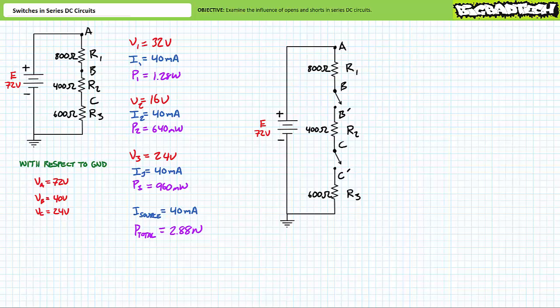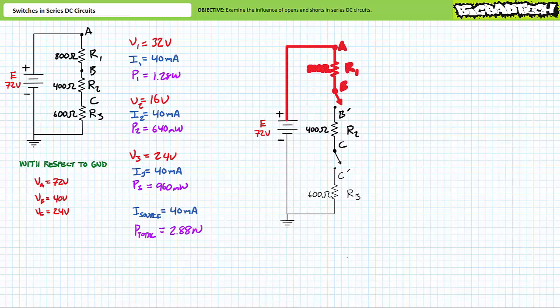One last comment about opens and series circuits before we check out shorts. Consider two open switches in this same series circuit. Where does the voltage drop occur? If you said anything other than across the open, you're wrong. Given a 72 volt rise, all voltage will be dropped across the open. More appropriately, which open? The answer is across the large open from node B to node C single prime.